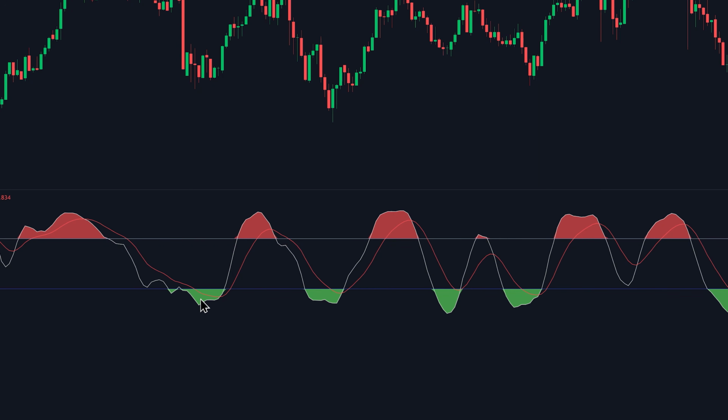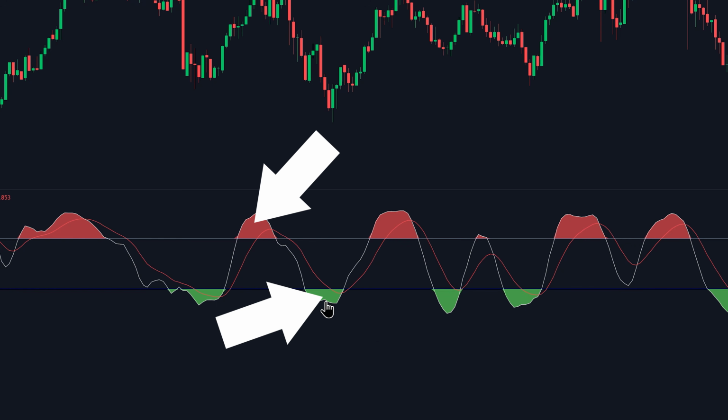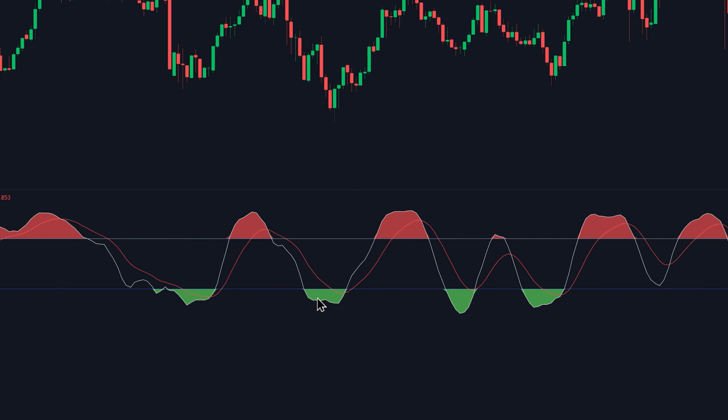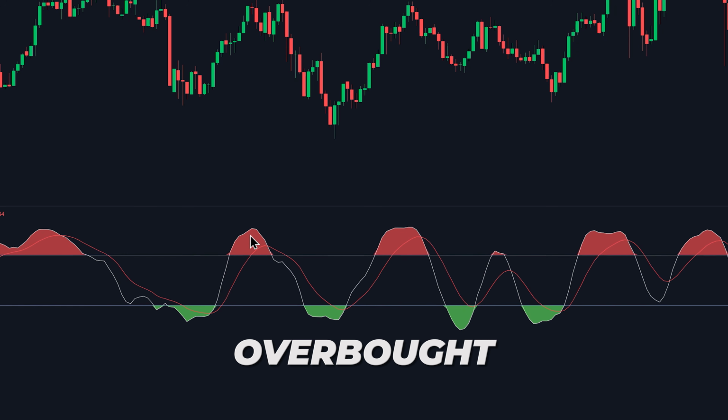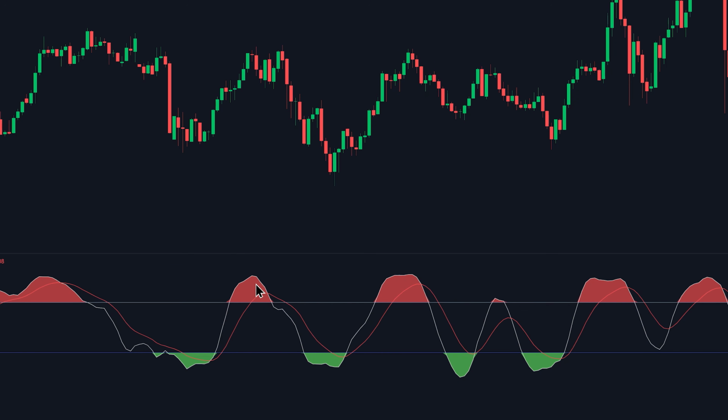Next, we have these green and red background fields. The green fill at the bottom represents an oversold market condition. It's created whenever the stochastic oscillator goes below this blue line at the bottom. On the other hand, the red fields at the top represent overbought market conditions, and they are formed whenever the stochastic oscillator goes above this blue line at the top.